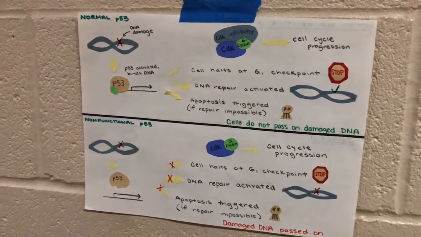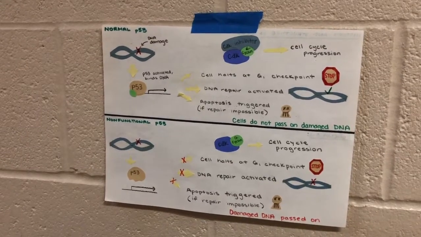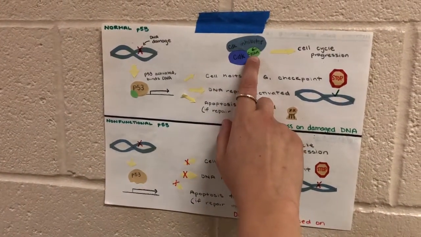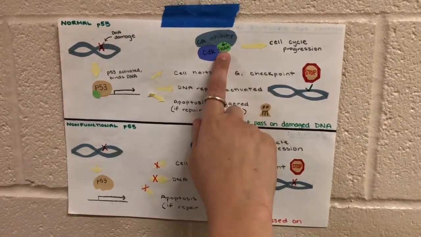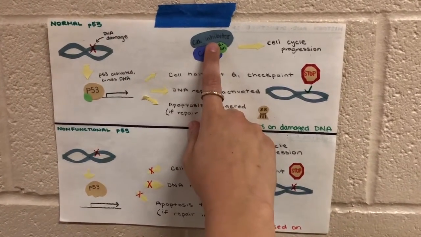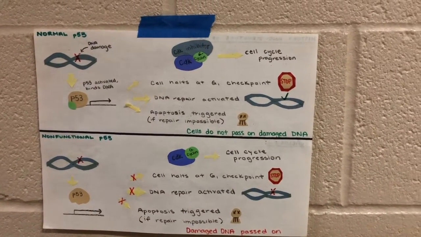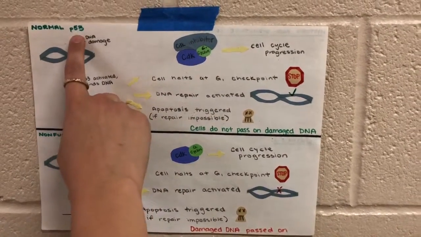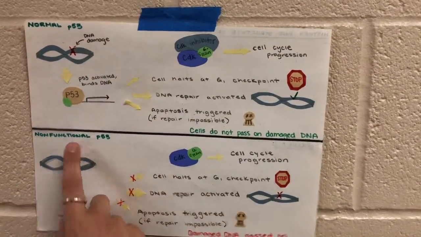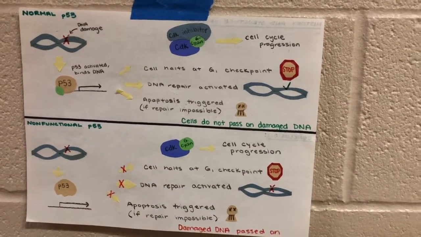So CDK is a protein that has the role of regulating the cell cycle, and the G-cyclin is an enzyme that speeds up the process, and the CDK inhibitor basically just stops the cell cycle from continuing. And so the basic difference is that a normal p53 has the inhibitor and a non-functional one does not, and that's why the reproduction of the damaged DNA continues.